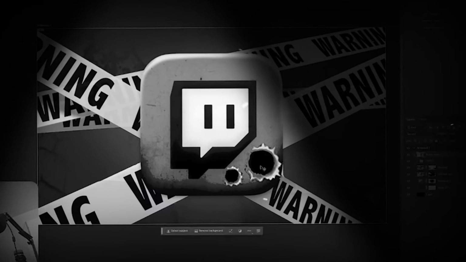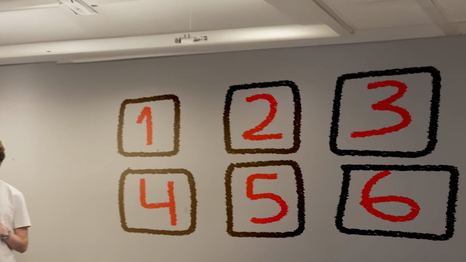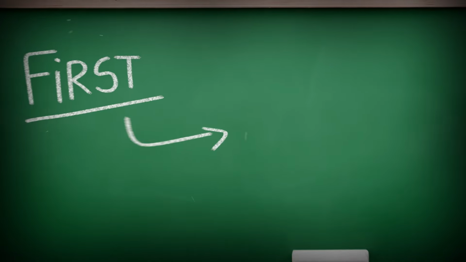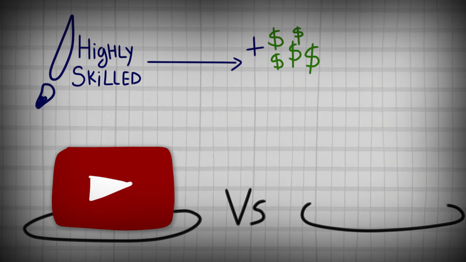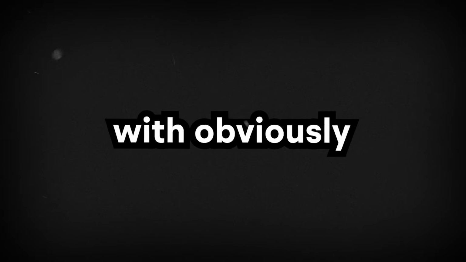But before that, you need to understand why a YouTuber would even hire you in the first place. From my experience, there are six characteristics that make the perfect thumbnail designers. First, you have cost. Highly skilled designers can obviously charge more, and bigger channels are willing to spend a lot more money on thumbnails than smaller channels with obviously smaller budgets.